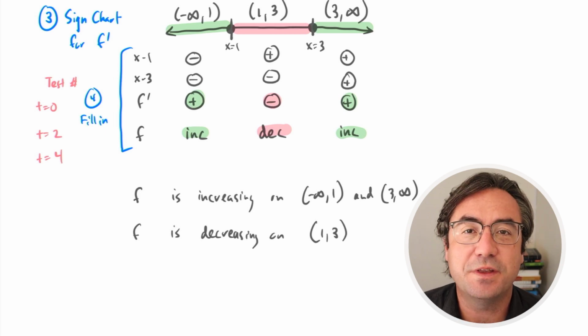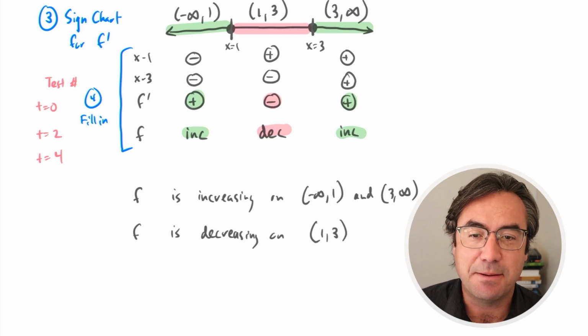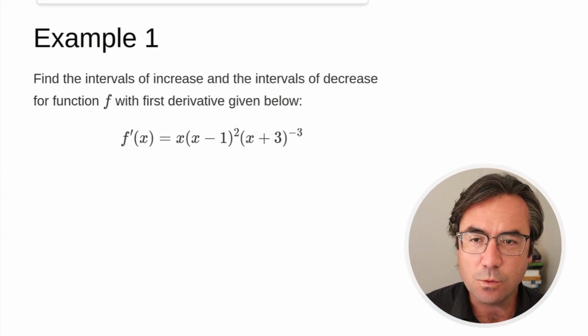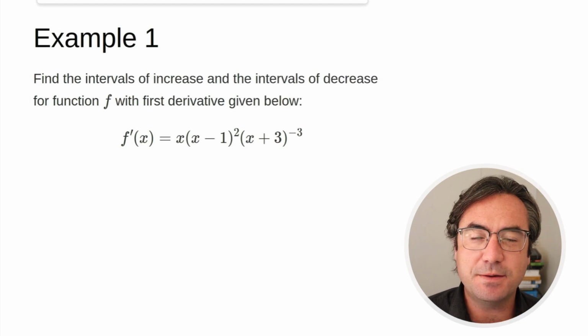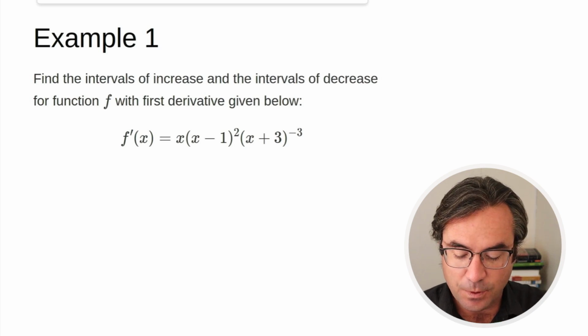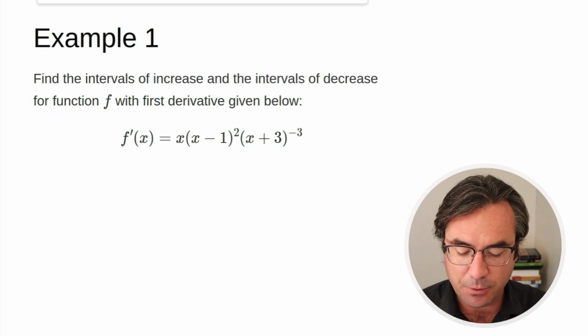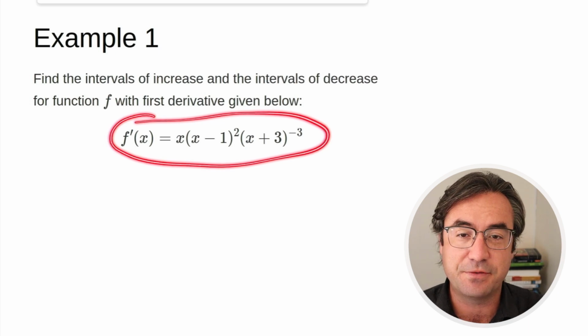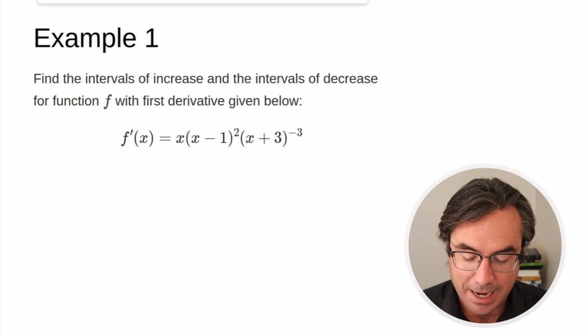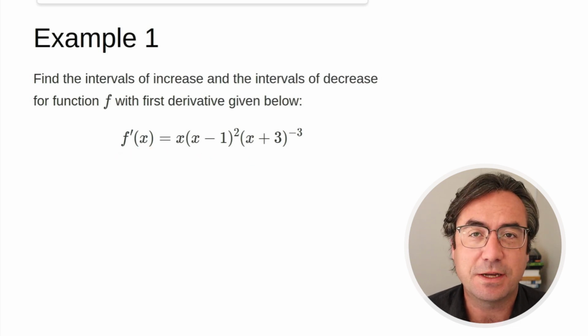So we're going to try a few more of these in class. And I think we'll save it for class. But we'll look at example 1. Example 1 is maybe a little trickier, I think, just because we're not given the original function, but we're given its first derivative. So there's less work here that we have to do. But we'll go through that process again.